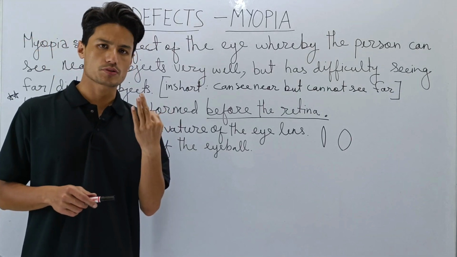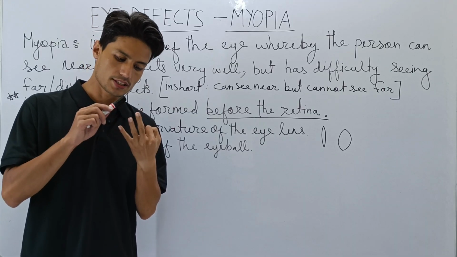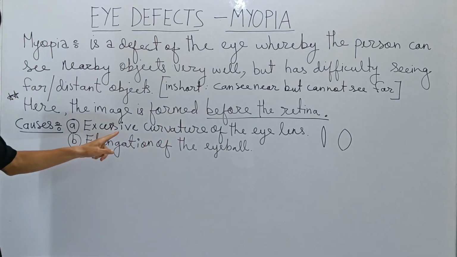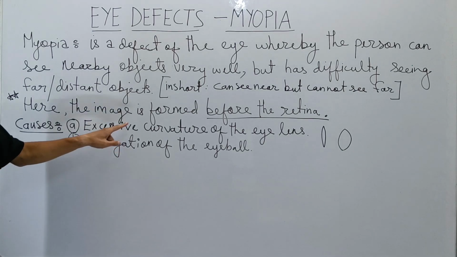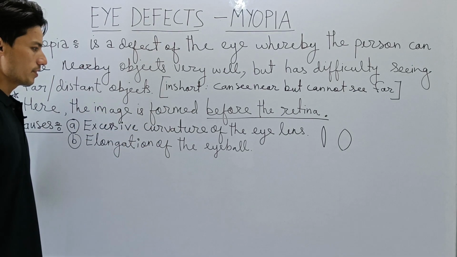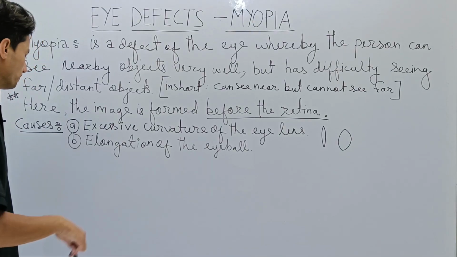So these three is what you study: definition, the cause, and the correction, along with the diagram. So let's focus on the first point, excessive curvature of the eye lens. What do you mean by excessive curvature of the eye lens?